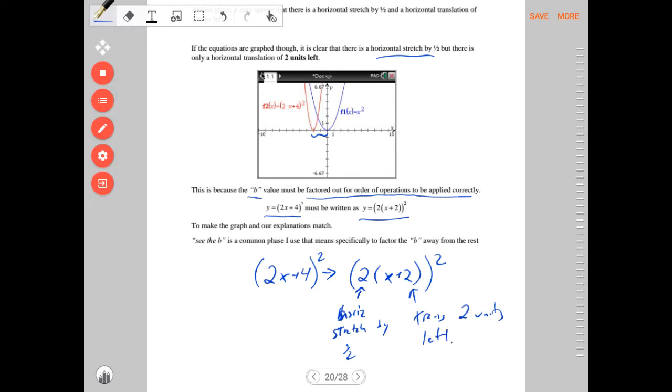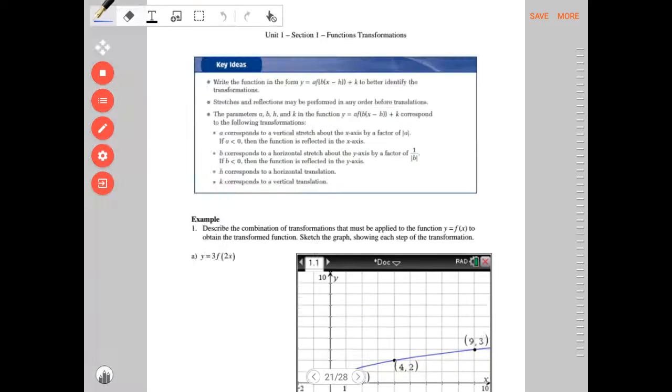Now, a phrase that I commonly use is "see the b". You have to see the b, you have to factor that 2 away from the rest of it in order for this all to work. So let's practice a few of these. So again, key ideas: write the function in that form, a f(b(x minus h)) plus k, in order to identify the transformations.